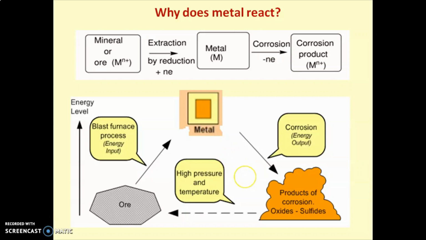If we now compare the pure metal and its corroded state, out of these two, the metal is a high energy state as compared to the corroded state. That's why metal reacts with its surroundings to go to the stable state, that is the corroded state, and gradually it converts into ore. Again we mine it and we get the pure metal.